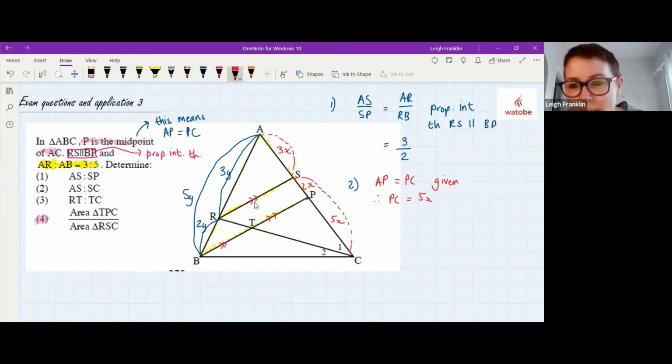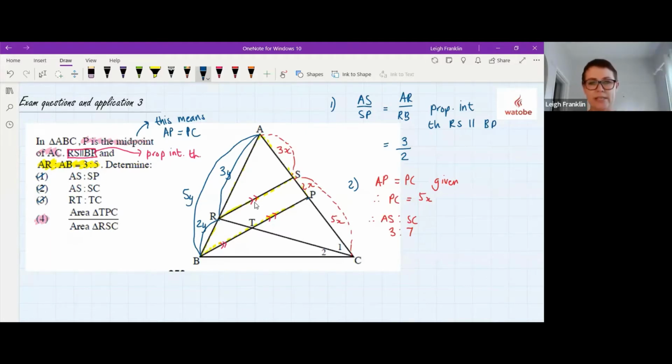All right, so AP equals PC. Perfect, thank you so much. And that means that PC is equal to 5. Lovely, great. So therefore, AS is to SC, in this case, is going to be 3 is to 7. Okay, Matrix, everybody happy with that? Yes. Okay, all right. So let's do the next one.